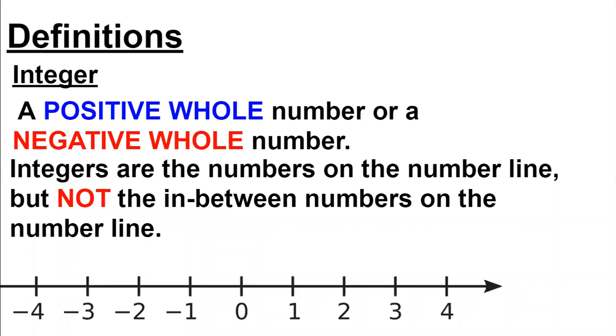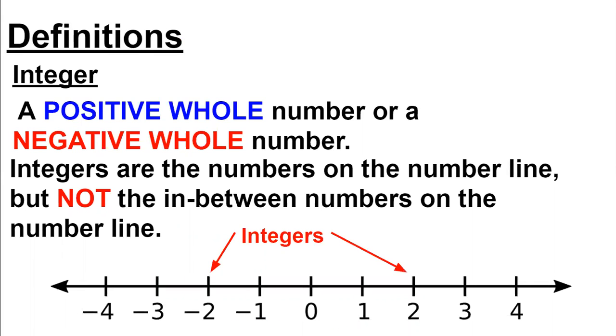For example, here's some integers, -2 and 2. Those are integers. All the numbers you see below you are integers. However, a number in between, like the 3 and the 4, is not an integer. What do you think that number might be between the 3 and the 4? Right. It's about maybe 3.5. It could be a little bit less, a little bit more, but it's not an integer because it's not a whole number. It's not a counting number.